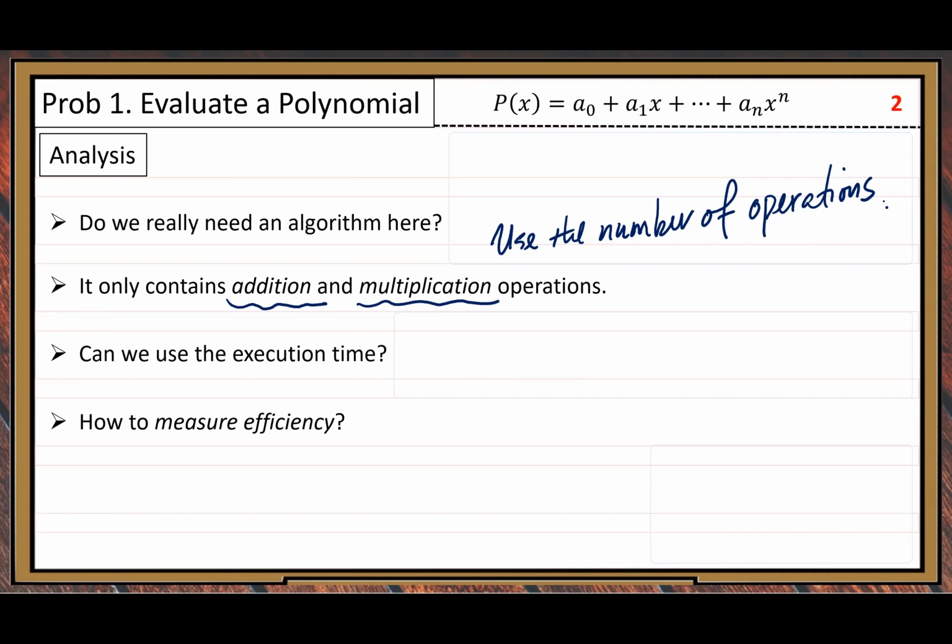So when you want to use number of operations, which one should you use? Another question: or both. Can we find a way to use both? But if we use number of operations, both operations, is it a fair way?